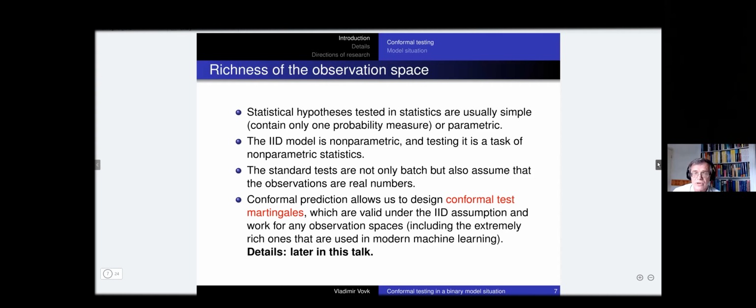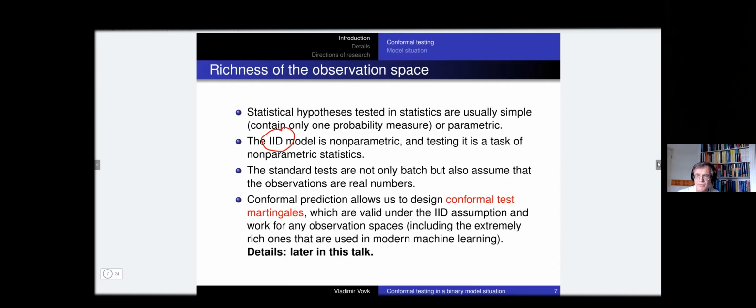Okay, so here our IID model, our null hypothesis, is the IID model, the only statistical hypothesis considered in mainstream machine learning. So it's huge. So we are talking about non-parametric statistics, and there are no ways of testing this hypothesis in statistics unless your observations are real numbers. But that's my next slide. But let me tell you what I'm going to do here.